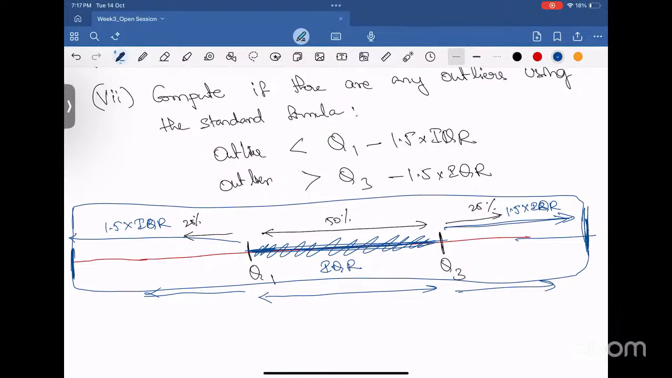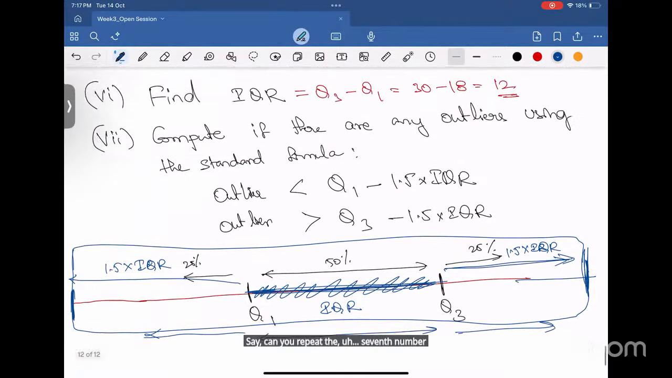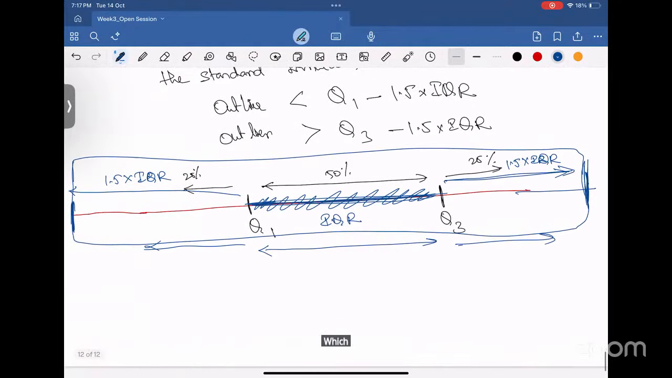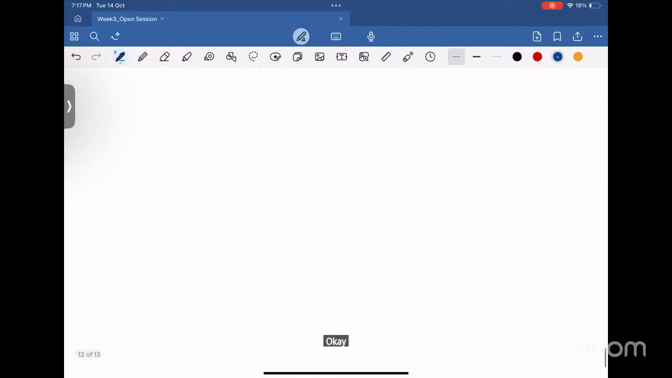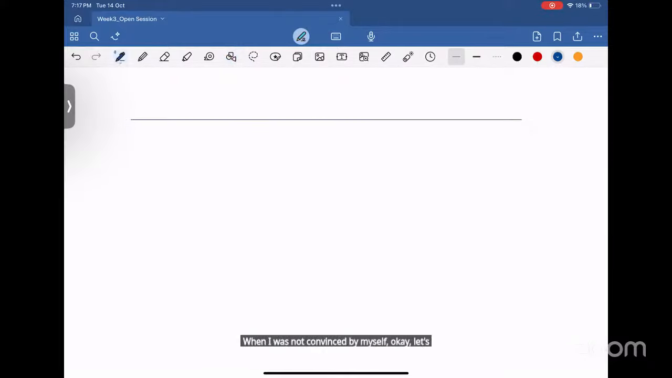Can you repeat the seventh number question once again? Which one? The last one. Okay. When I was not convinced by myself, okay, let's do this. Let's say this is Q1. This is Q3.